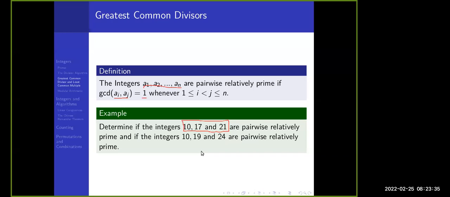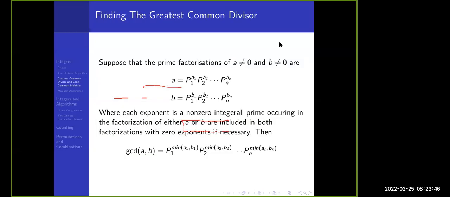We now look at a technique that allows you to find the greatest common divisor using prime factorization. You need the primes first before you can do it, and large primes are not easy to find.